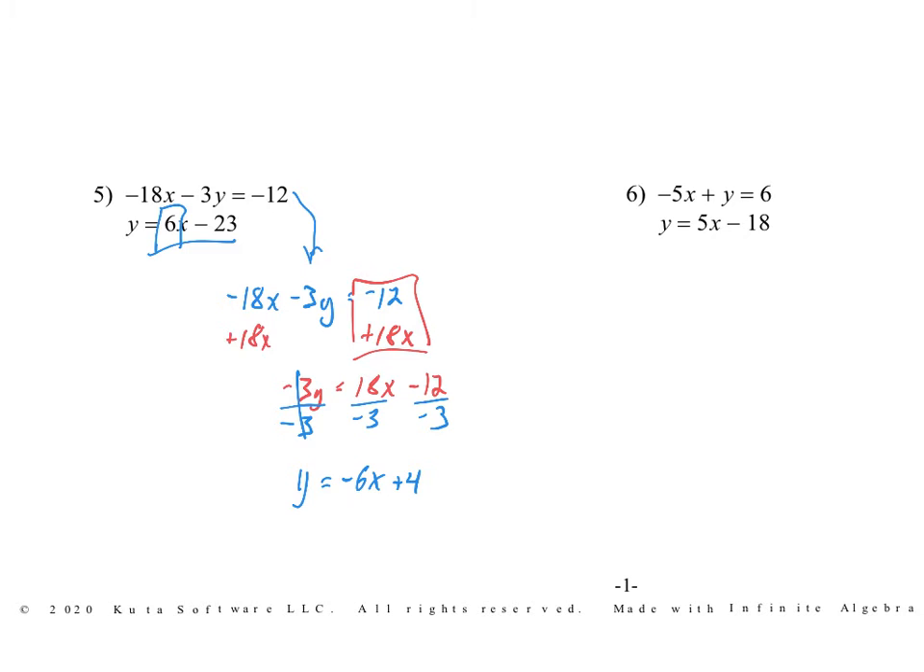Okay, so now you're comparing the slopes. So we had a positive 6 slope in the other one. Here we have a negative 6 slope, different slopes, one solution. So you don't need to find the solution. You just need to tell me that there is one solution. The other thing you could do is go ahead and solve it, and if you get a solution, then there's obviously one solution.